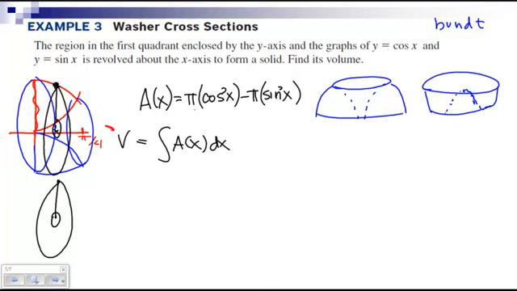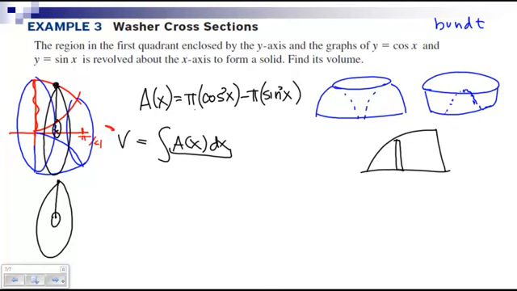Okay, remember the metaphor: when I was doing areas under the curve, while I was only drawing one rectangle, the integral represented the sum of the areas of all those rectangles. And while I'm drawing only one cross section, when I integrate, I get all the little cross sections added up, giving me one big volume.